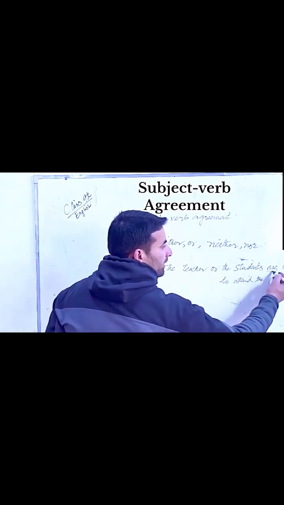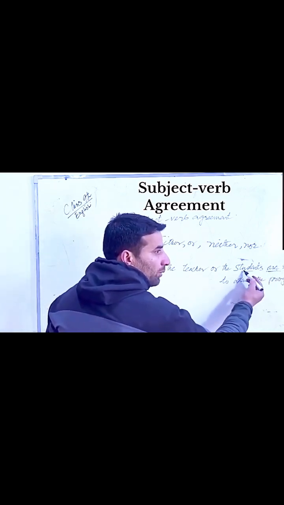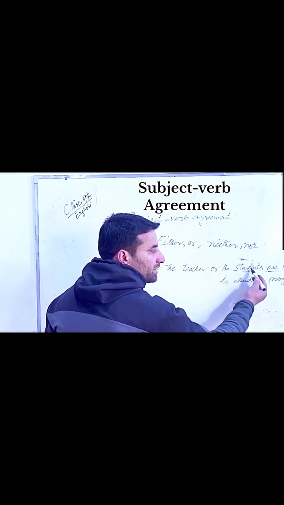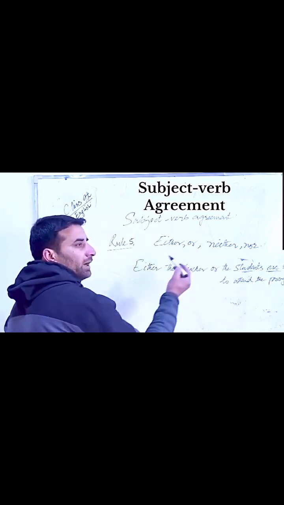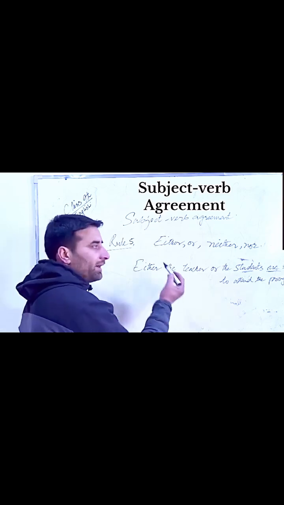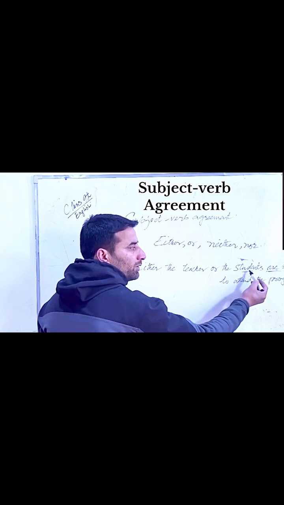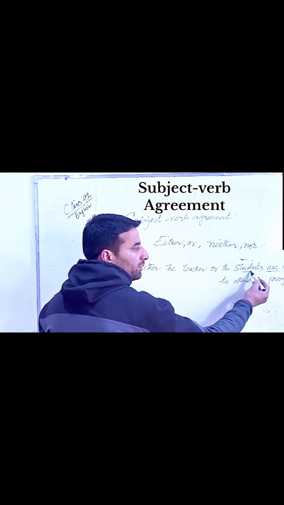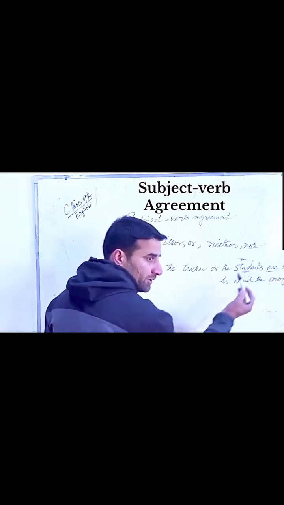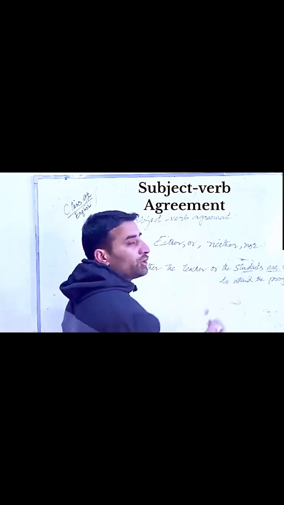Here I have used the helping verb are, because the nearest noun or pronoun is students and it is plural. The rule says whenever these four words, either or, neither nor, are acting as a subject of any sentence, the verb should agree with the nearest noun or pronoun. If it is singular, the helping verb should be singular, and if it is plural, the helping verb or the verb should be plural.